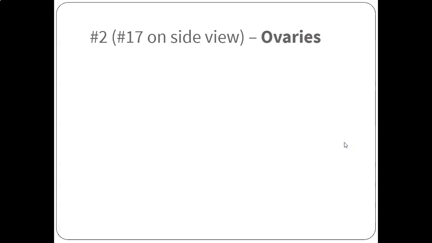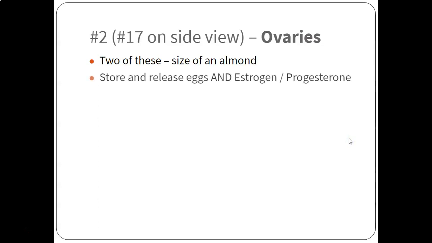So here we go. The first place we're going to start is the ovaries. There are two ovaries, and they're about the size of an almond. They're not very big. They always look bigger on the diagrams, but they're about the size of an almond. The ovaries have two main purposes. They release the female hormones, estrogen and progesterone, just like in the male, the testicle releases testosterone, the male hormone.